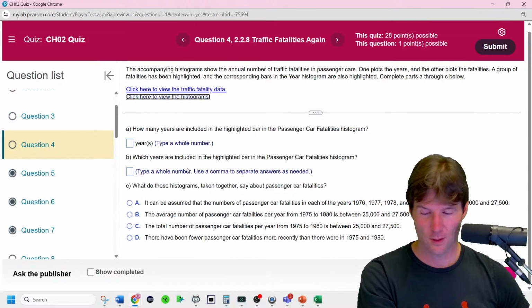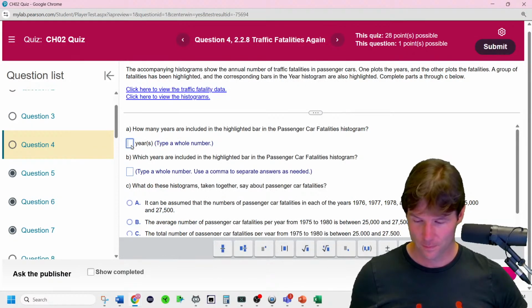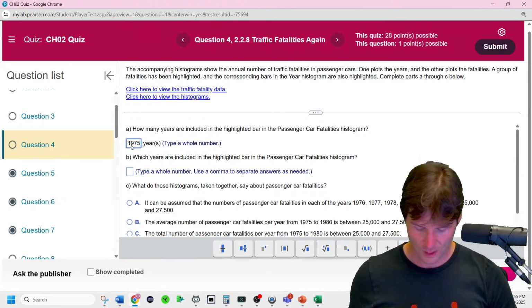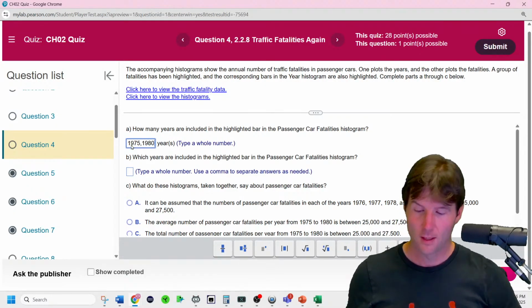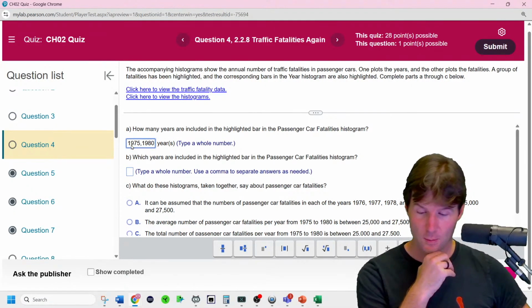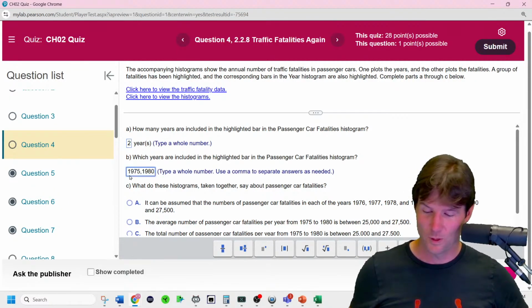And with this in mind right here, how many years are included in the highlighted bars? You have to type the numbers of the years, 1975 and 1980. And then comma, 1980. I did a period. That's not a comma. Which years are included in the highlighted bars? How many years are included? Which years? There we go.